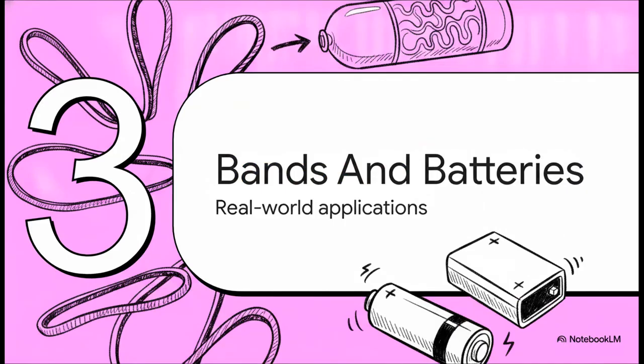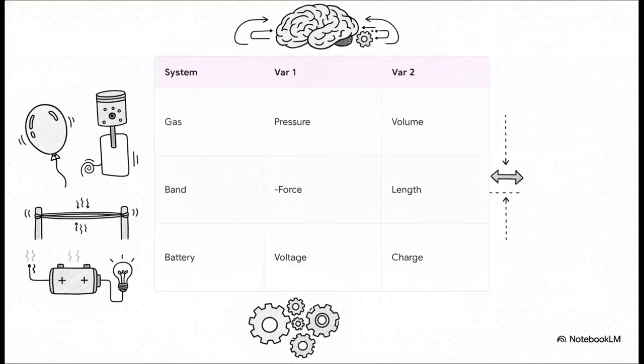All right, let's hit Section 3, Rubber Bands and Batteries, Real-World Applications. Now, what's really interesting about this is taking our newly forged master equation out of that theoretical gas cylinder and throwing it into the real world. This is basically the ultimate cheat code of physics. For a gas, work is pressure times the change in volume. But check out these substitutions. For a rubber band, work is force times the change in length. And for a battery, it's voltage times the change in charge.